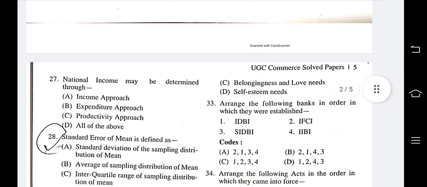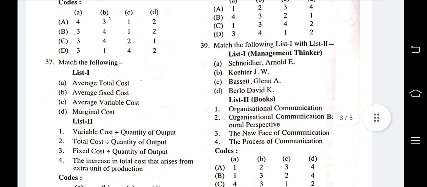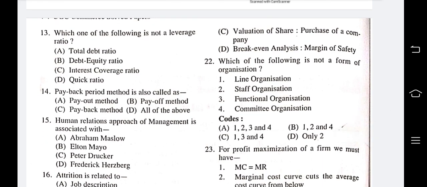Next question is 13. But here 13 is not available, so we go to the 13 number question. Which one of the following is not a leverage ratio? Options are total debt ratio, debt equity ratio, interest coverage ratio, quick ratio. Here the answer is quick ratio. Quick ratio is a liquidity ratio, a short term solvency ratio, whereas the remaining ratios are leverage ratios.